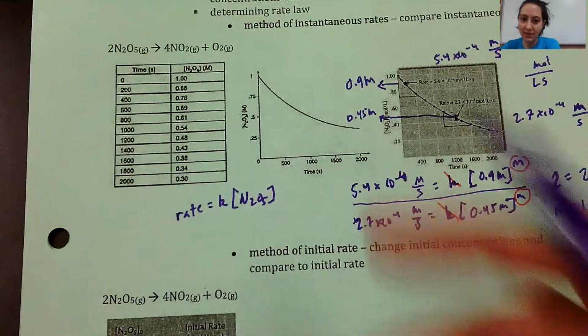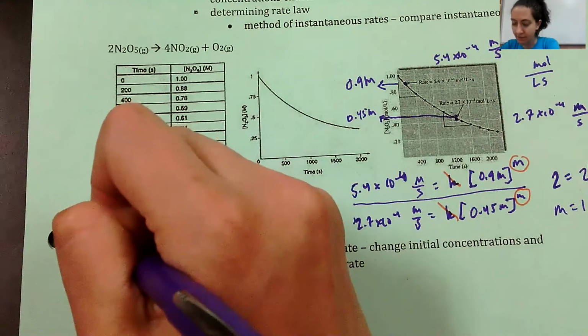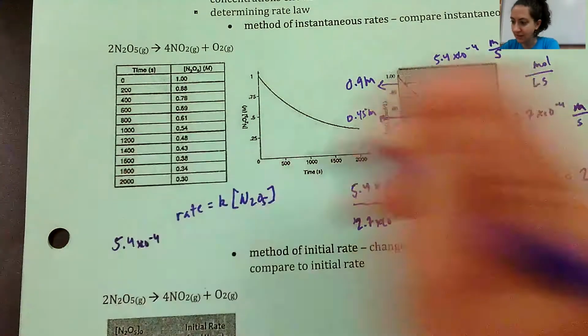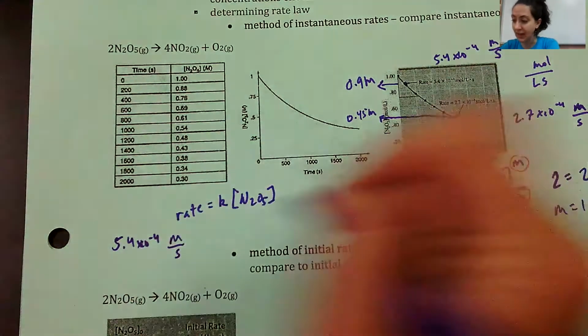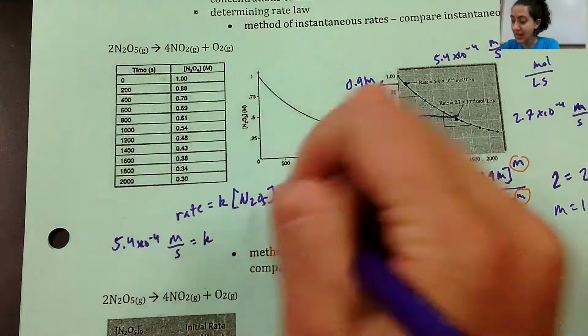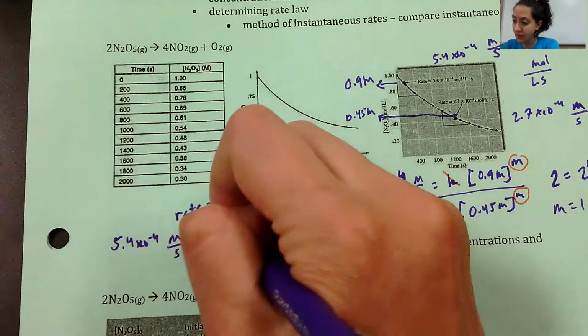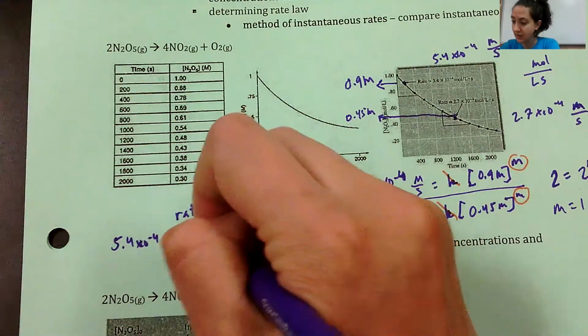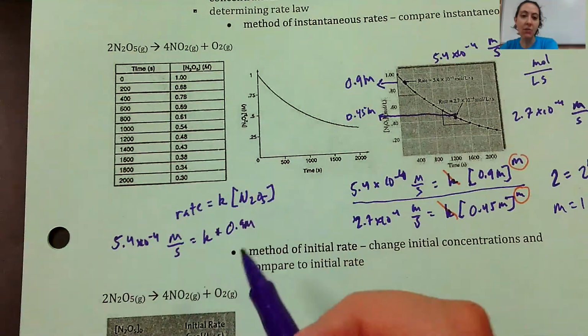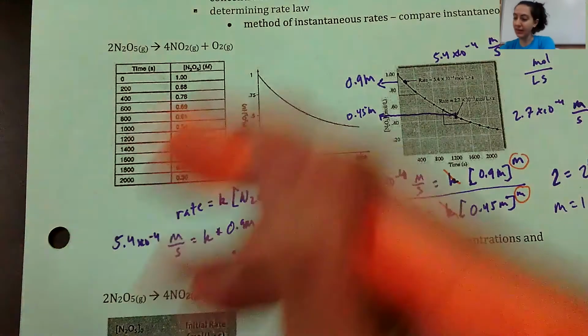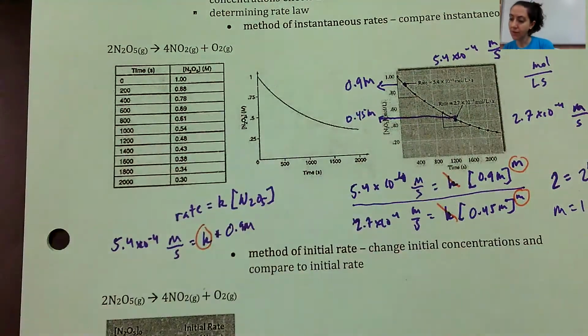So our rate was 5.4 times 10 to the negative fourth. And I am going to include the units, and that's molarity per second. And that's going to be equal to K, and the concentration at that point was 0.9 molarity. So to solve for K, all I have to do is isolate it as a variable. So it's just division: 5.4 times 10 to the negative fourth divided by 0.9.